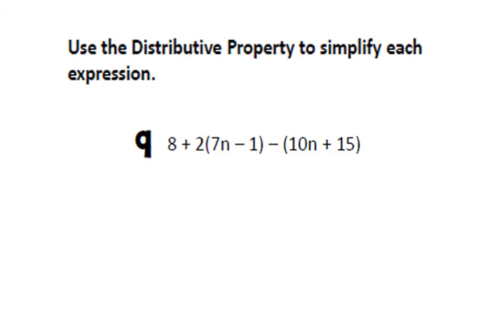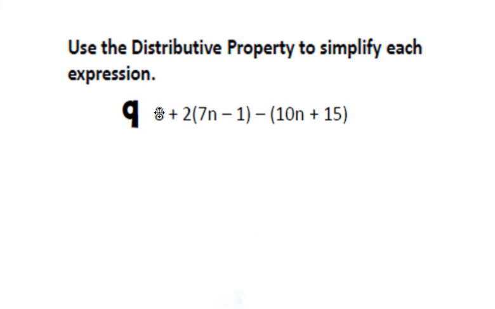All right, number 9, we got a big one here. We'll take it one step at a time. 8 plus, now we need to distribute the 2. So 2 times 7 is 14, and it's an n. And then 2 times, is it a positive 1 or a negative 1? It's a negative 1, so it's minus 2.